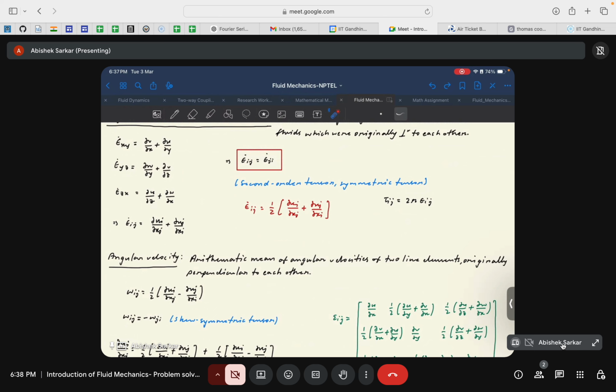So we see that the strain rate tensor components are given as such. It is ε̇xy equal to ∂u/∂y plus ∂v/∂x. ε̇yz is equal to ∂w/∂y plus ∂v/∂z, and ε̇zx is equal to ∂u/∂z plus ∂w/∂x. So you'll see that there's a very simple pattern.